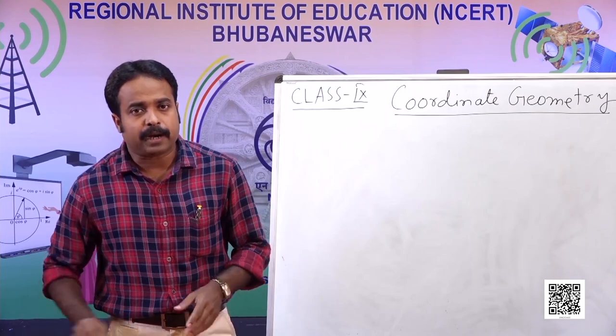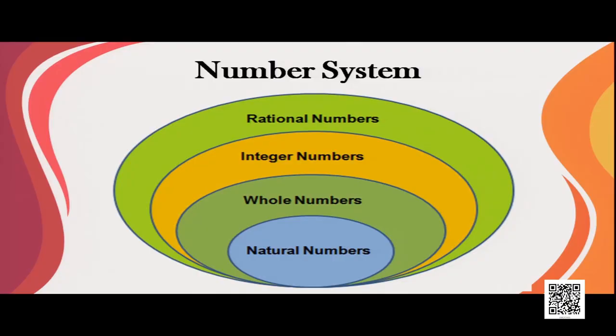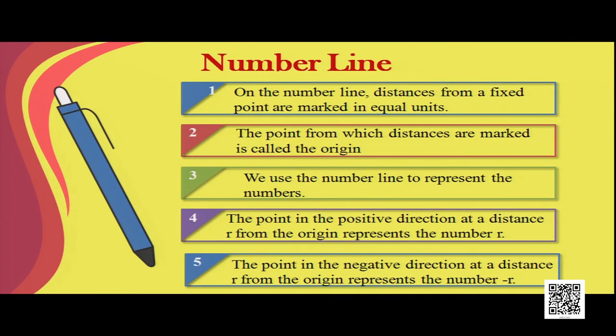So, children, you have studied the number line in the chapter on number system. On the number line, distances from a fixed point are marked in equal units, positively in one direction and negatively in the other direction. The point from which the distances are marked is called the origin. We use the number line to represent numbers by marking points on a line at equal distance. If one unit distance represents the number 1, then 5 units distance represents the number 5, 0 being the origin.